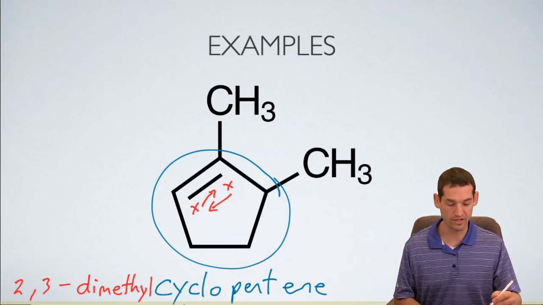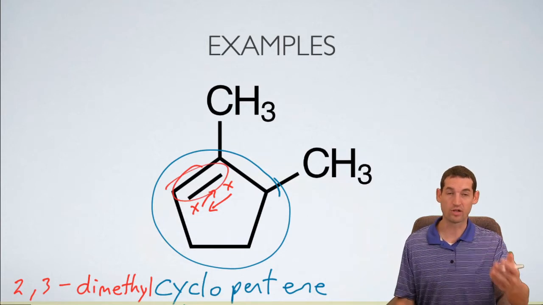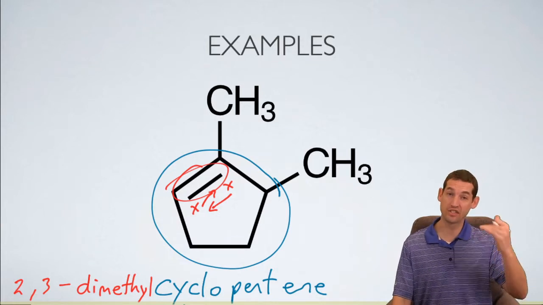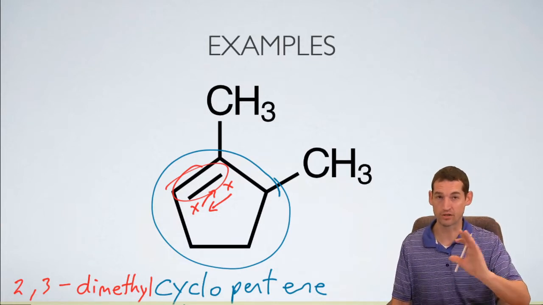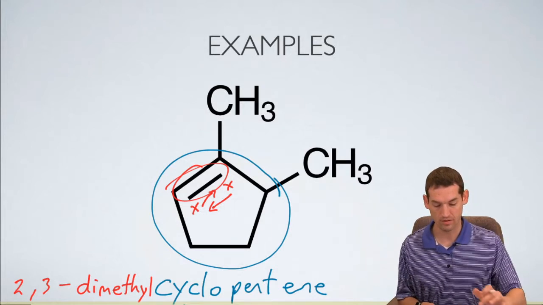Remembering your priorities, that functional group is more important. Then you worry about lowest number for the branches. And if that still doesn't work, then you would do alphabetical, but only as a last resort. Okay.